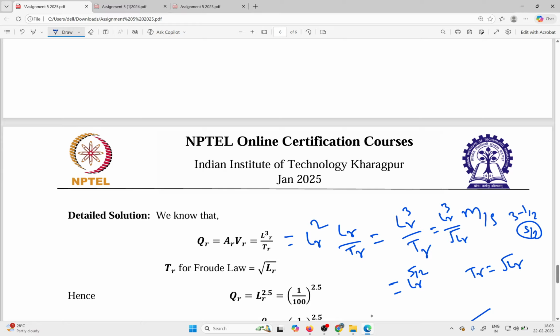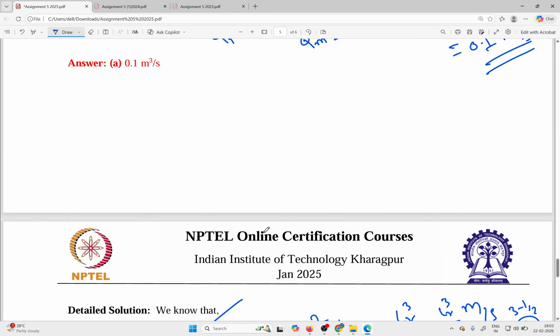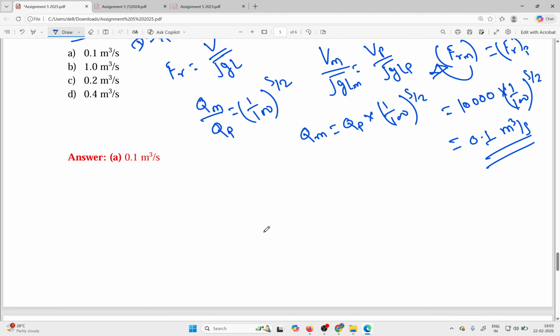So from here also you can get it. But I have used the Froude number for the velocity ratio. For this also you need to use the Froude number for the TR ratio. If you go with this calculation, this concept, you need to use the Froude number law. So let me explain how TR is equal to root LR.